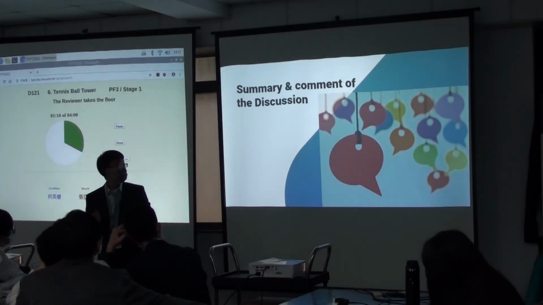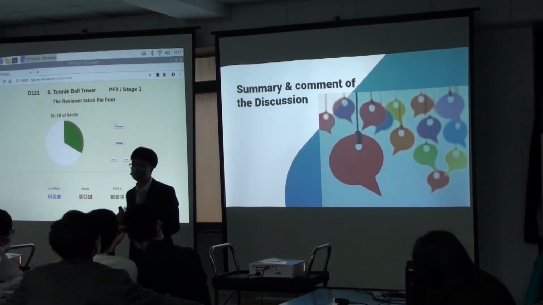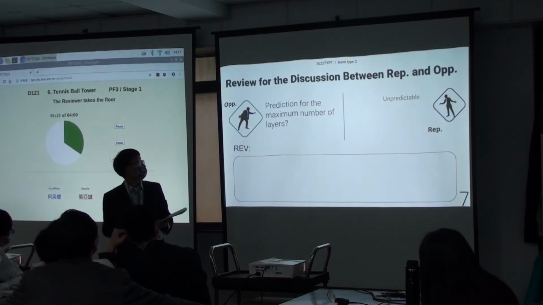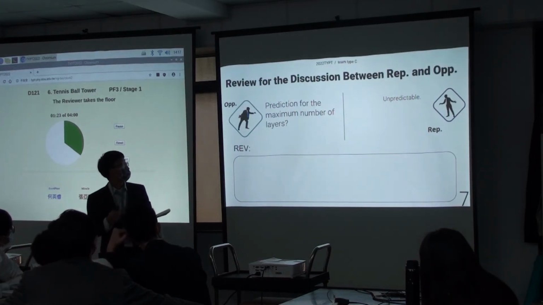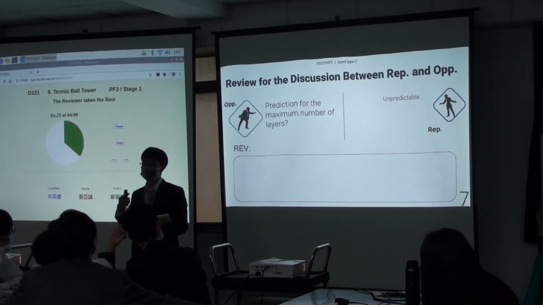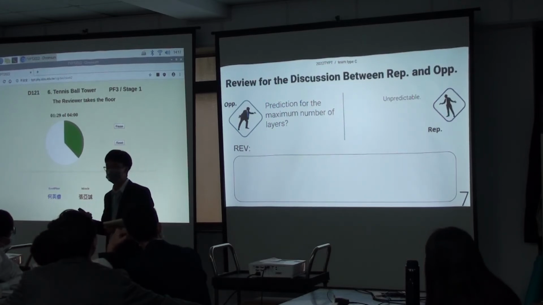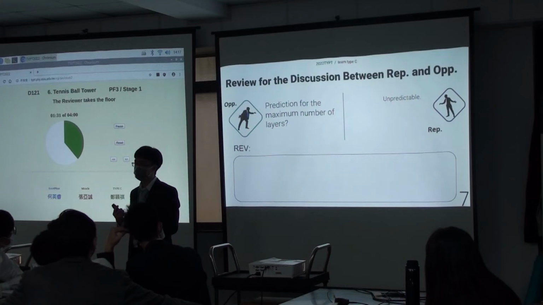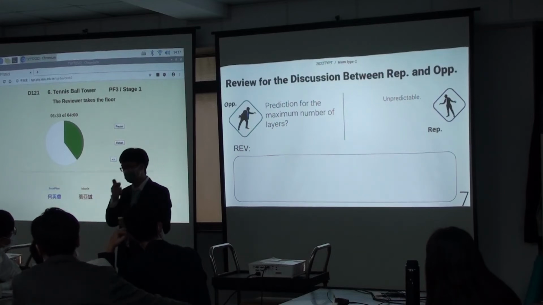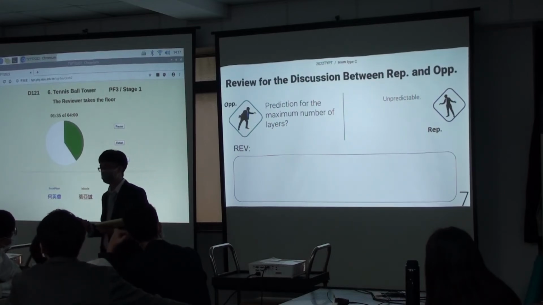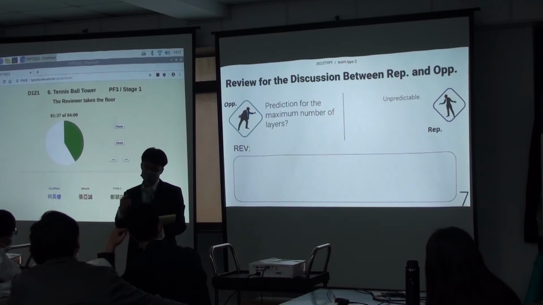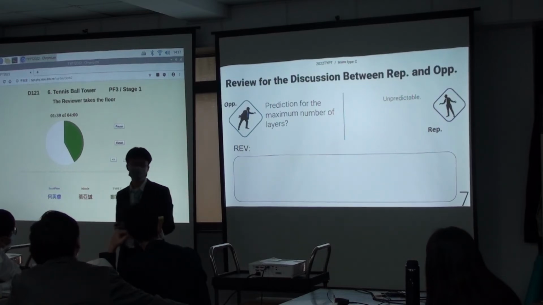So here's a summary and comment of the discussion between the reporter and the opponent. And so the opponent asked, what is the prediction for the maximum number of layers? To which the reporter at first replied that it was 10 layers. However, I believe they misunderstood the opponent's question, because for 10 layers, that was actually changing the mass of the top ball and does not actually answer the question.